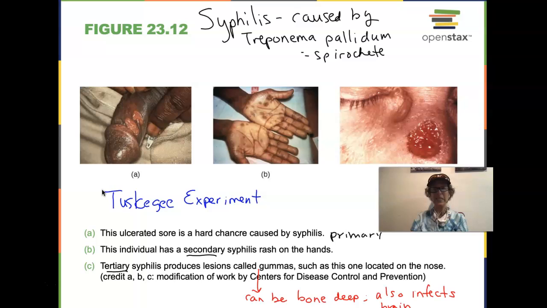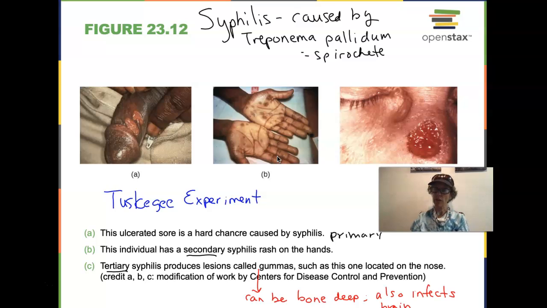So if a person misses seeing that sore, they won't ever know they had infection. Or if they see the sore and it goes away, feel that they've been cured of that infection. However, unless they've been treated, then we show up with secondary syphilis, which is this rash that typically shows up on the hands, and it's because of capillary leakage under the surface. So now this organism has left the genital region and is now systemic.